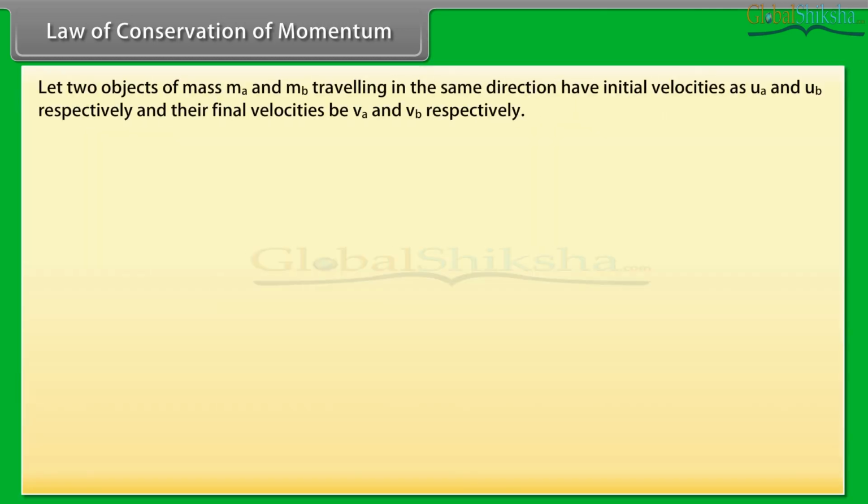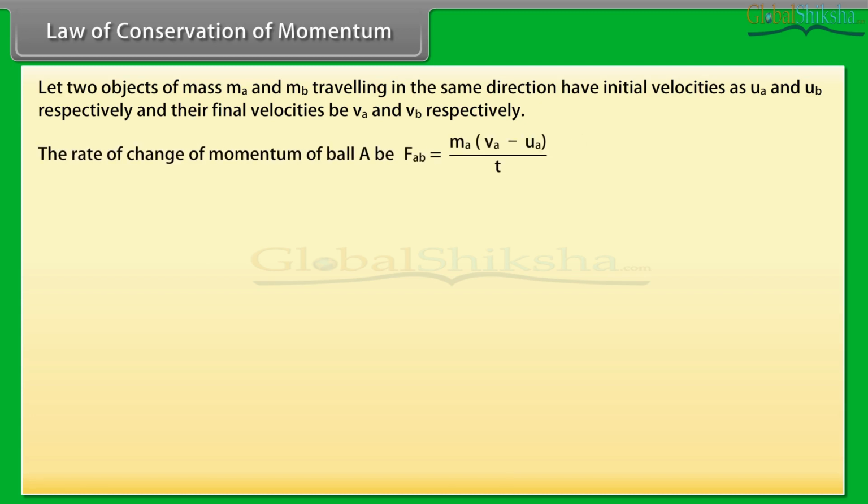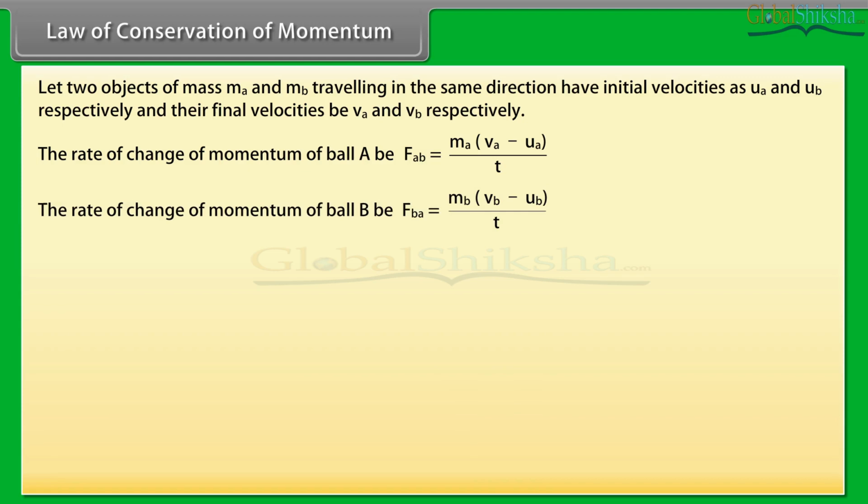Let two objects of mass MA and MB, traveling in the same direction, have initial velocities UA and UB respectively, and their final velocities be VA and VB respectively. The rate of change of momentum of ball A, FAB, is equal to MA into (VA minus UA) upon T. The rate of change of momentum of ball B, FBA, is equal to MB into (VB minus UB) upon T.